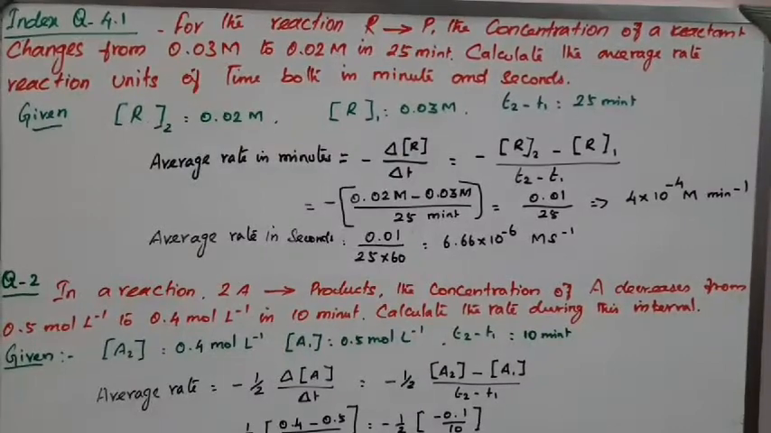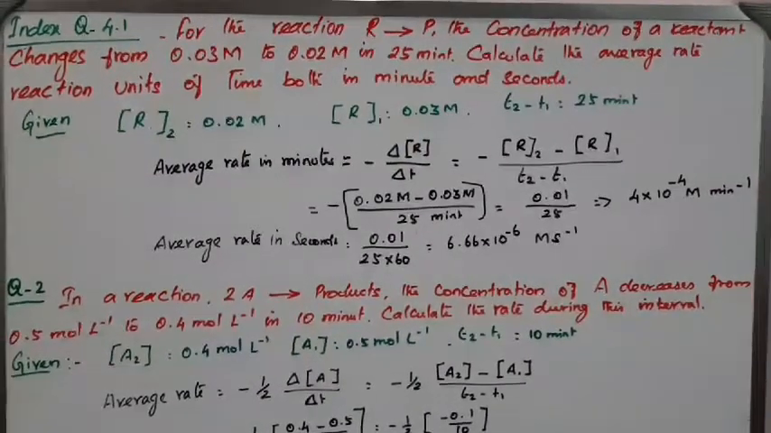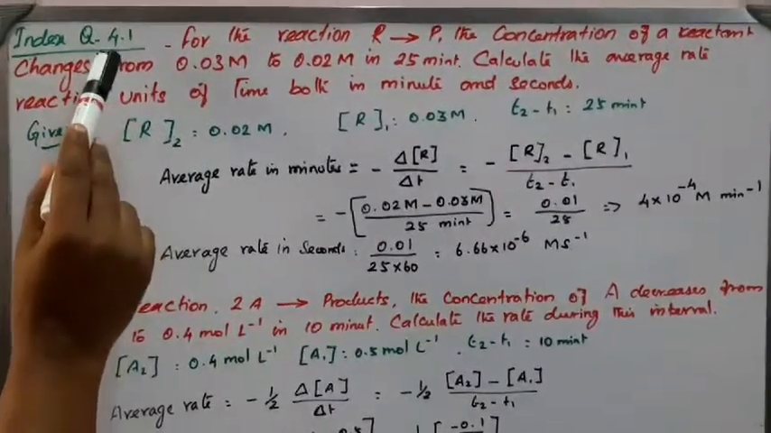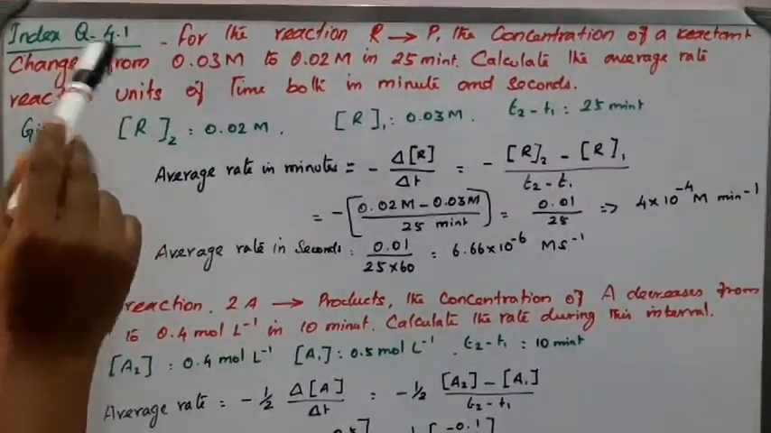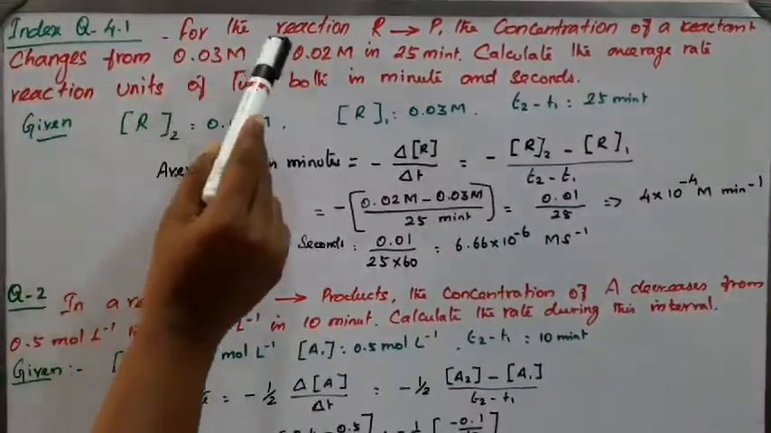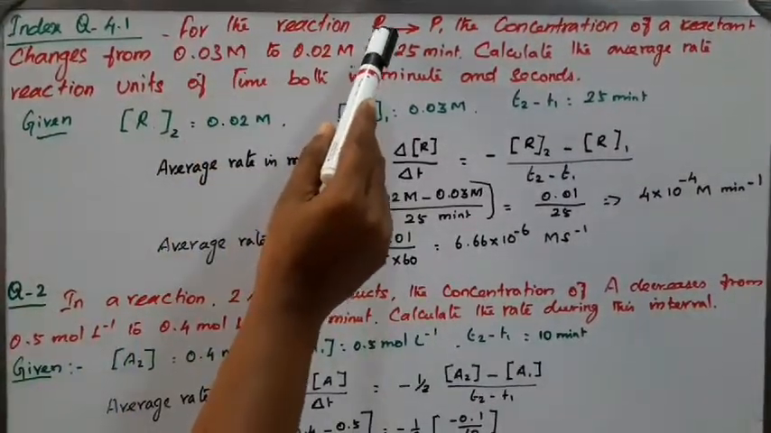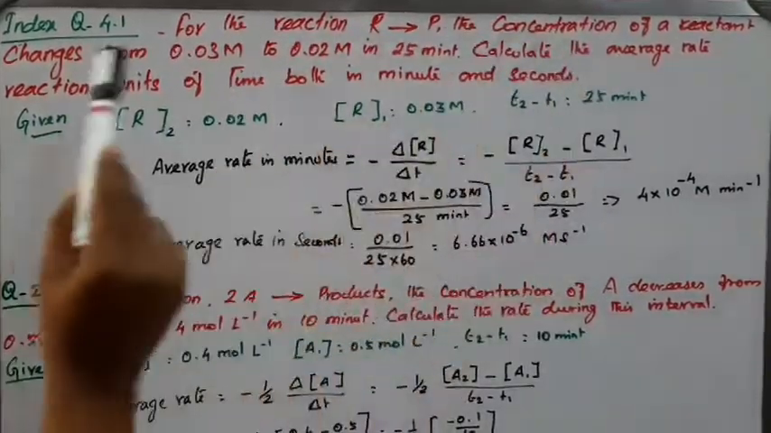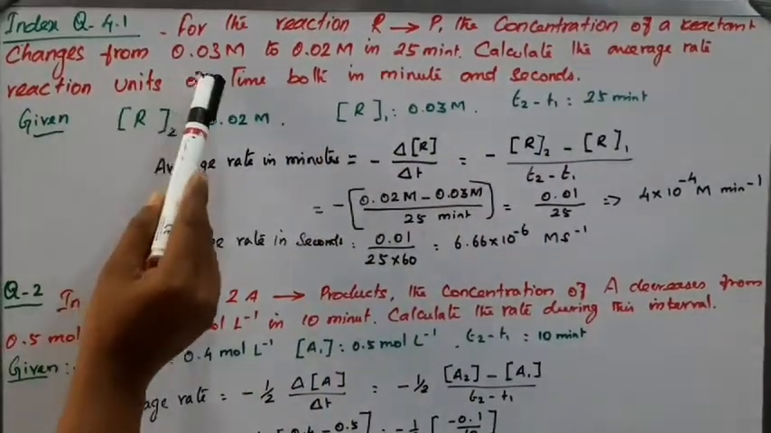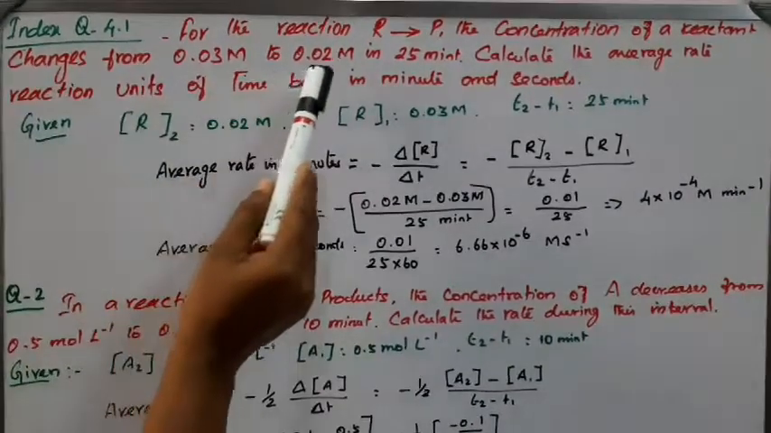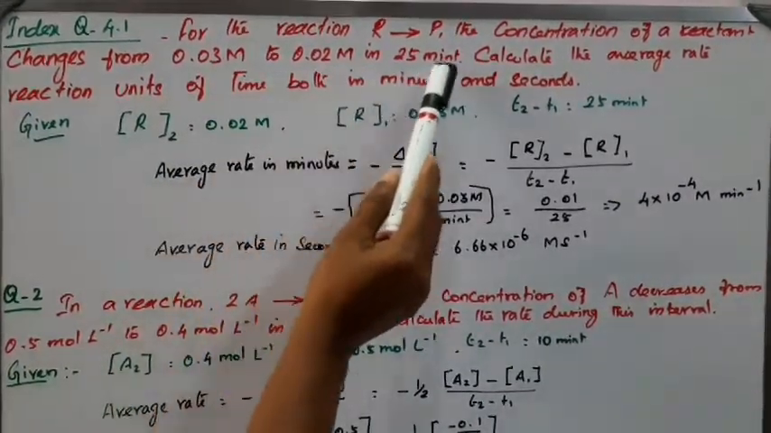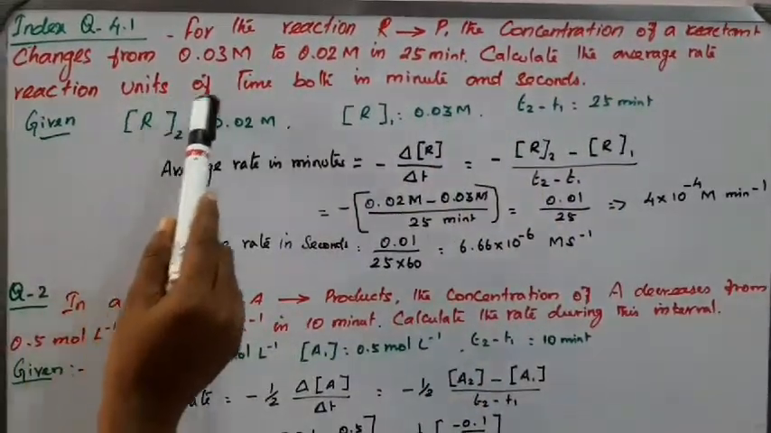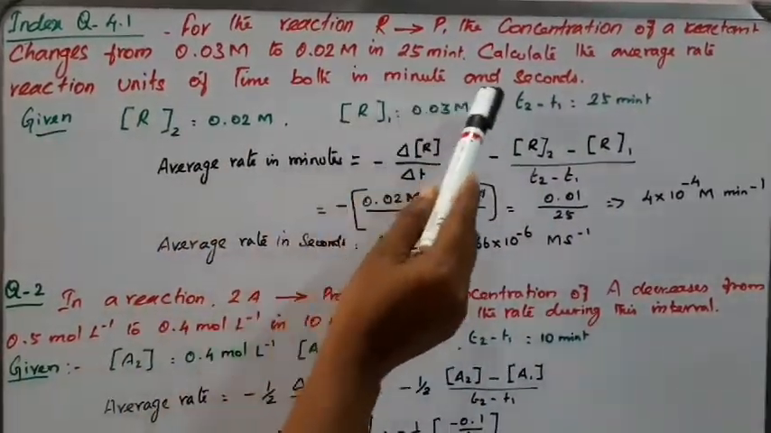Going to see some in-text problems. Okay, so the first question, number 4.1. This is given in your book, in-text question. For the reaction R gives product, the concentration of the reactant changes from 0.03 molar to 0.02 molar in 25 minutes. Calculate the average rate of reaction in units of both minutes and seconds.